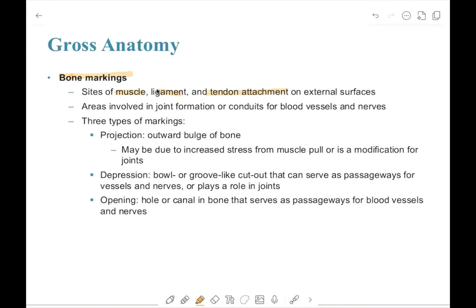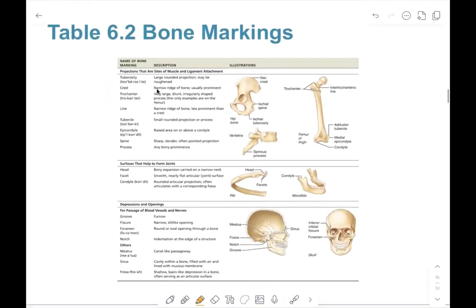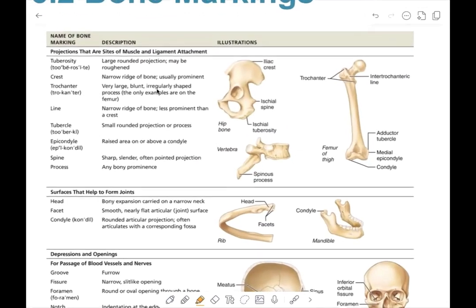For example, there's three types of markings. There are projections, which are outward bulges of bones. These are areas that are due to increased stress from muscle pull. There are depressions like bowl or groove-like cutouts, which are passageways for vessels and nerves, or play a role in joints. Then there are openings like holes or canals in bone. These could be things like foramen. So our next slide is very important, and I would encourage you to make a note card for each of these and some of the examples.